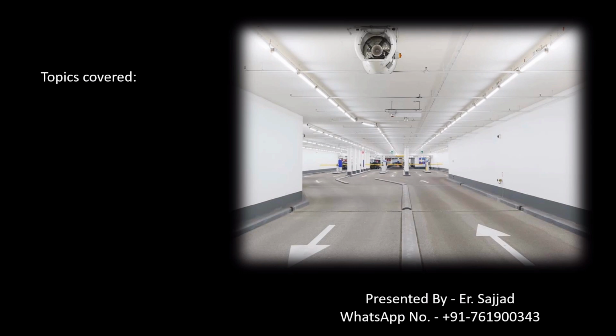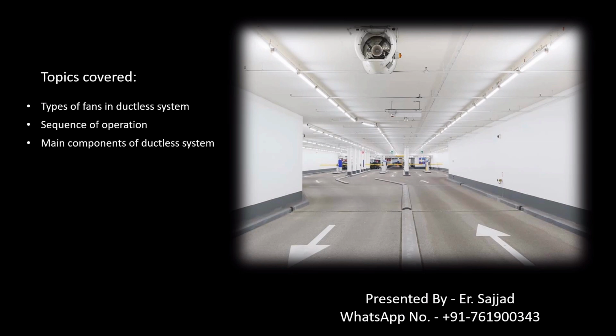Now the topics which we have covered in this session. First, we have learned about types of fan used in ductless system, then about sequence of operation, then the main components of ductless system, then the installation detail of exhaust fan, that how much distance we have to maintain from finished floor level to fan. All this installation detail we have learned. Then how we can place the jet fan. So this is all about car parking ventilation system.